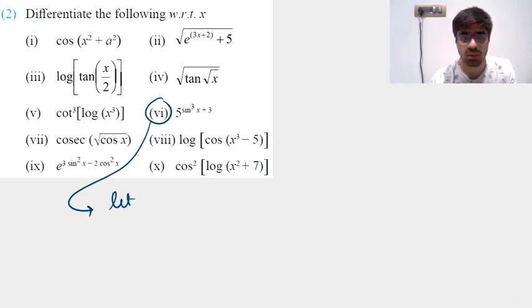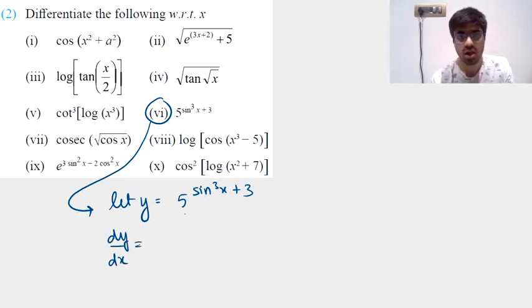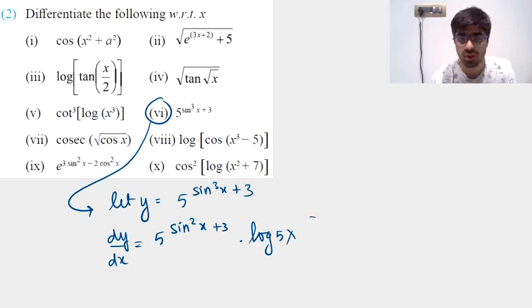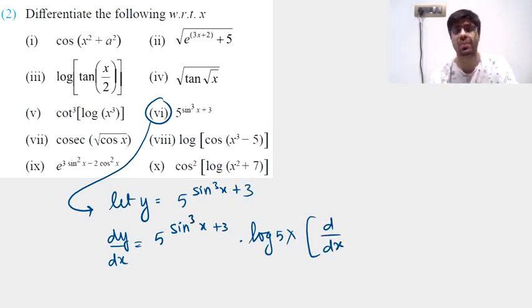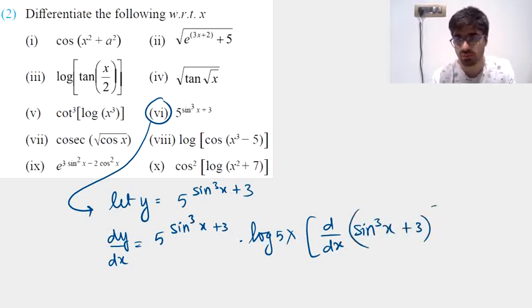So we have let y be equal to the given function, that will be 5 power sine cube x plus 3. So dy by dx, a power x, the derivative is a power x into log a. So this is 5 power sine cube x plus 3 into log 5. You further multiply it with d by dx of whatever came in place of x, that is d by dx of, okay, it was sine cube x, not sine square x. Yeah, so you multiply it with d by dx of sine cube x plus 3.